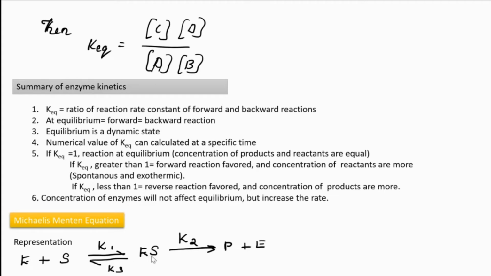Then from the enzyme substrate complex, what is forming? Product is forming and the enzyme is freed. This reaction is only forward, not reversible. We cannot reverse it. After forming the product, it is not possible to convert the product back to the enzyme substrate complex and then to free enzyme and substrate. So this second stage is irreversible.